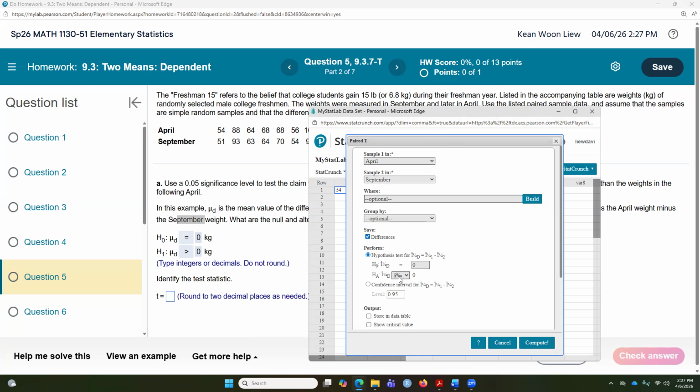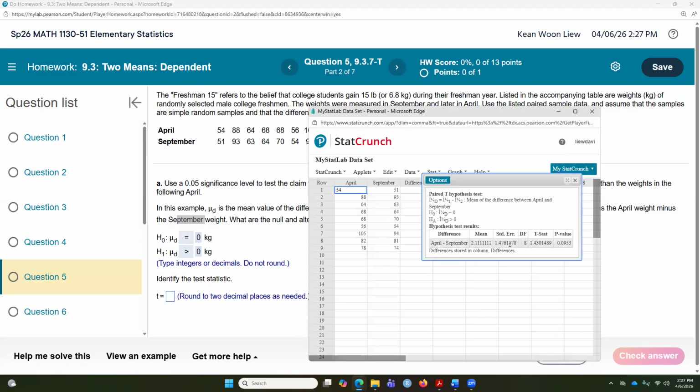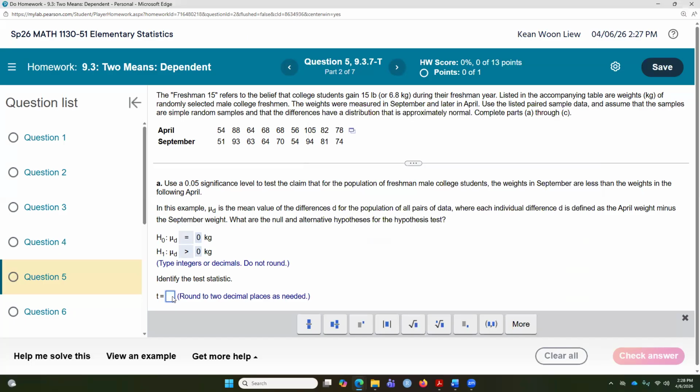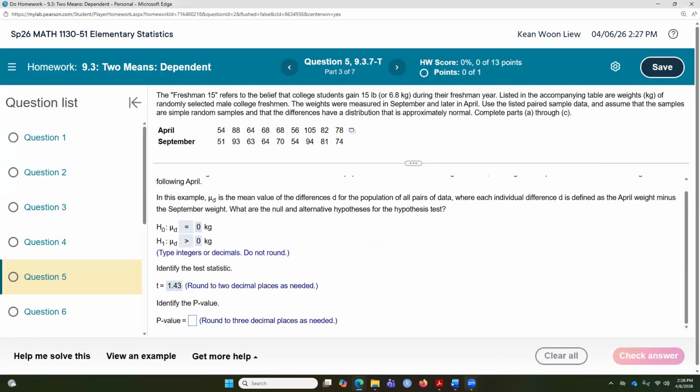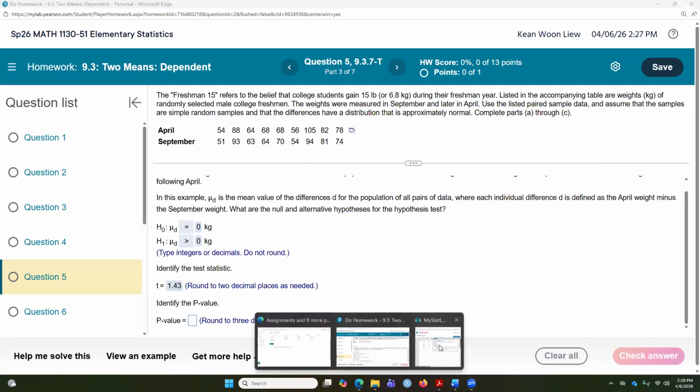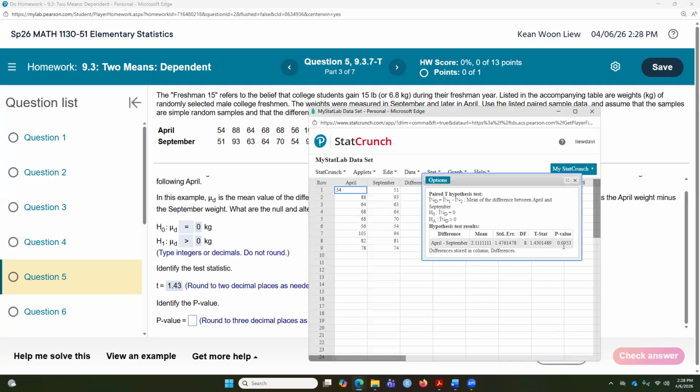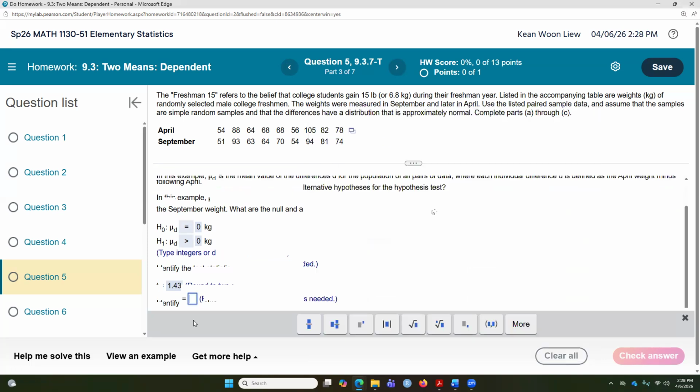And then you say the null hypothesis equals 0, and not less than, greater than. So your alternative is greater than. Make sure this matches your statement here. And when you hit compute, your test statistic in this case will be 1.43 in 2 decimal places, and your p-value in this case will be 0.095 in 3 decimal places.